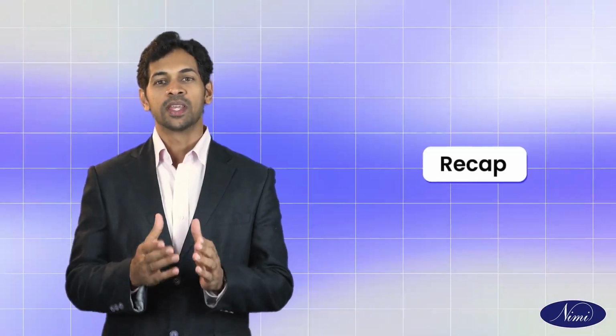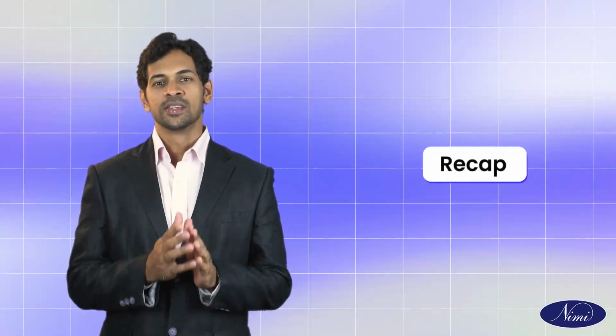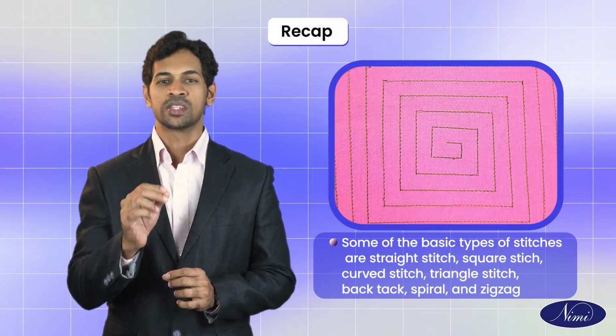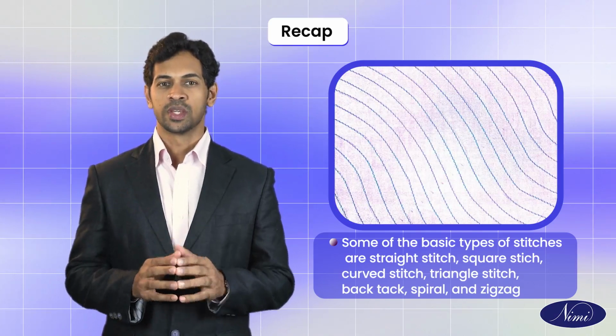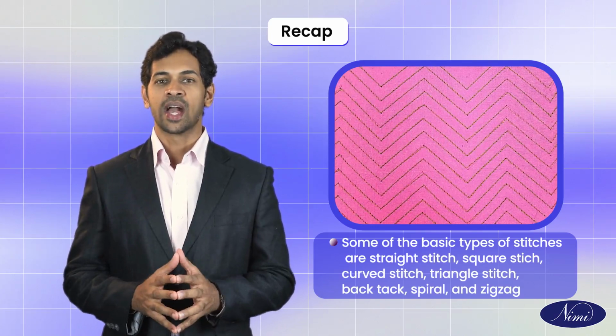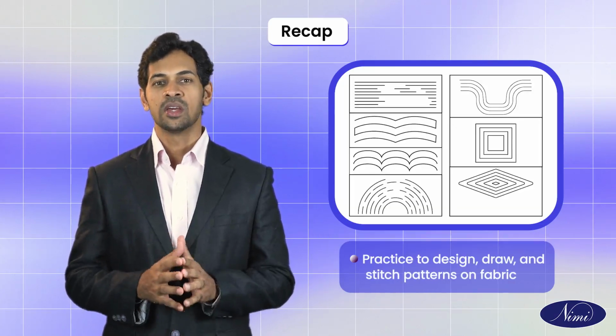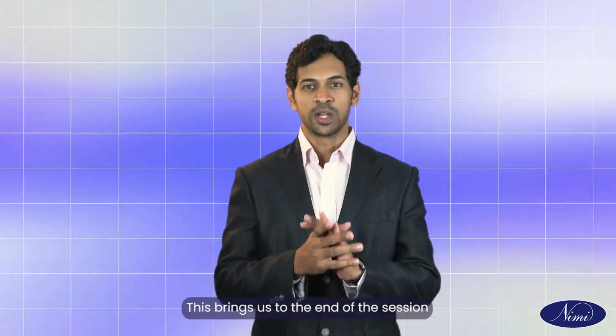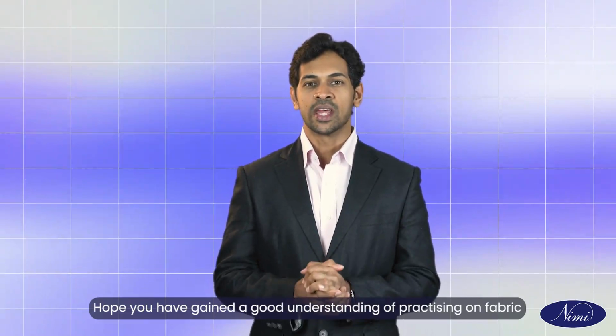Let's recap the key points discussed. Some of the basic types of stitches are straight stitch, square stitch, curved stitch, triangle stitch, back tack, spiral, and zigzag. Practice to design, draw, and stitch patterns on fabric. This brings us to the end of the session. Hope you have gained a good understanding of practicing on fabric.